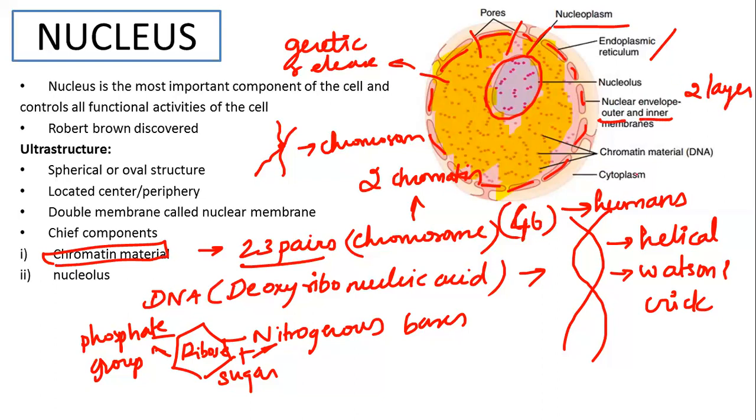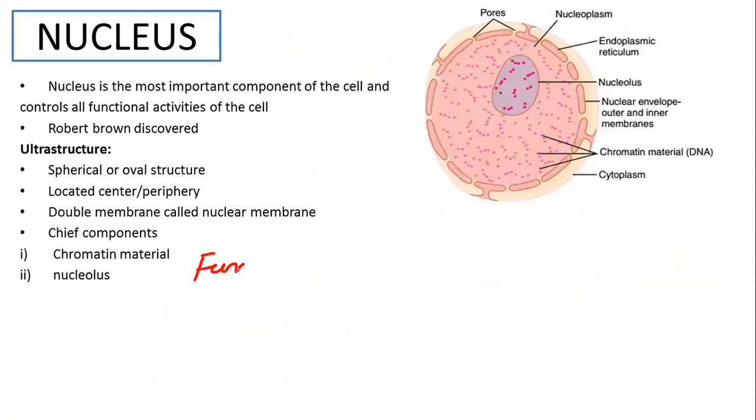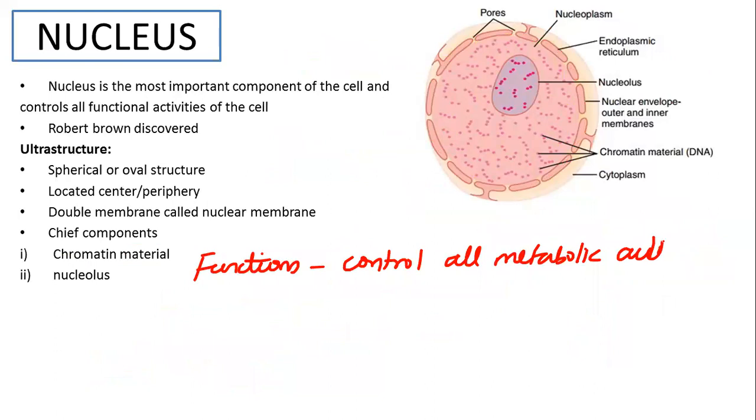So this is all you have to know about the nucleus. Now, when we talk about the functions of the nucleus, the nucleus is the brain of the cell. It controls all metabolic activities. Next, it also regulates the cell cycle.